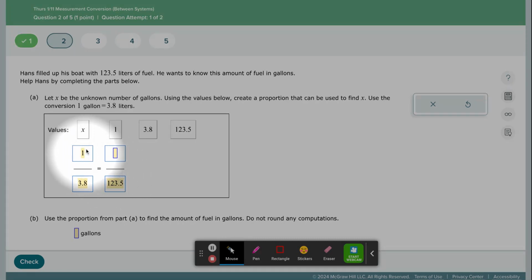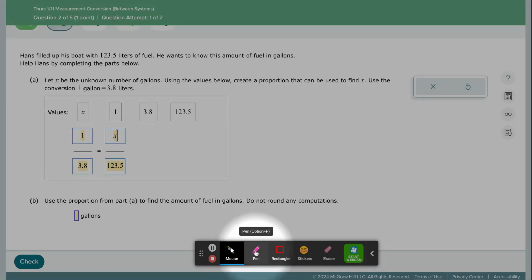So the top, the 1, represents gallons, and in our problem, that's what the X is. We're trying to figure out gallons, right? Now we have it set up. This is my conversion information. This is from my problem. We knew the gallons, we knew the liters, and we're looking for the gallons. Now we are ready to solve, right?